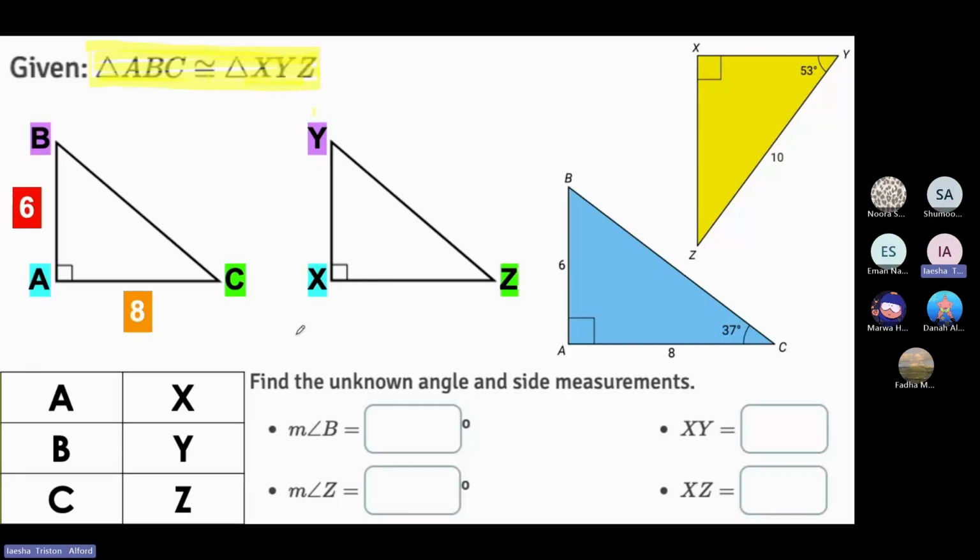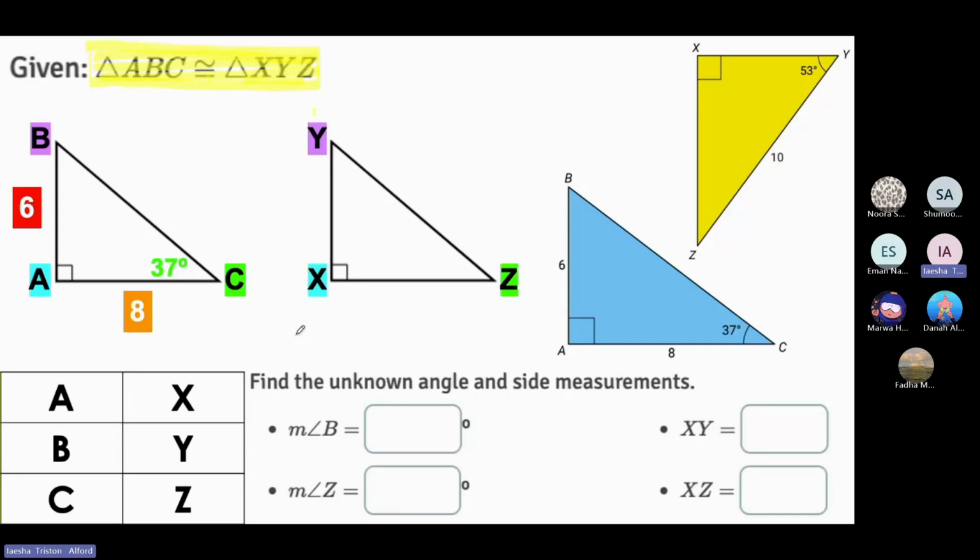Then go to the inside of the triangle. We know angle A is a corner. Do we know any number for angle B? No. Do we know any number for angle C? Yes, 37. So 37 degrees. Finish with that triangle. Now we're going back to triangle X, Y, Z.